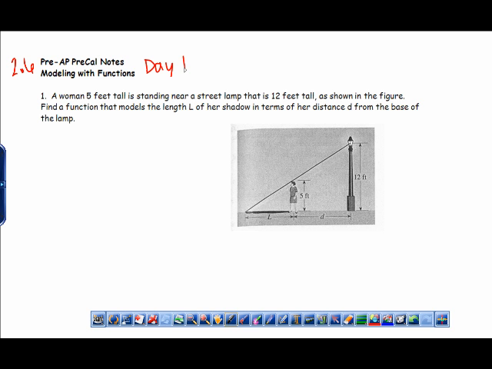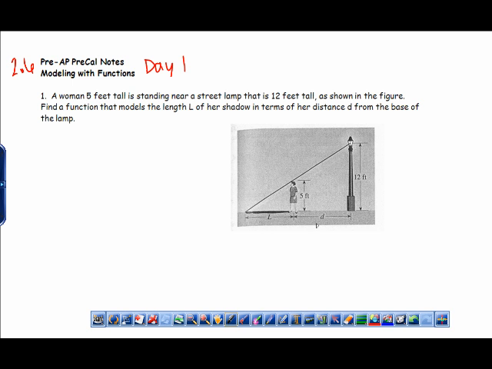So let's just jump into example number 1. It says a woman 5 feet tall standing near a street lamp that is 12 feet tall, as shown in the figure. Find a function that models the length L of her shadow in terms of her distance D from the base of the lamp. Now, this type of problem you need to get used to, where there's more than one variable, but they're asking you to solve for a specific one.